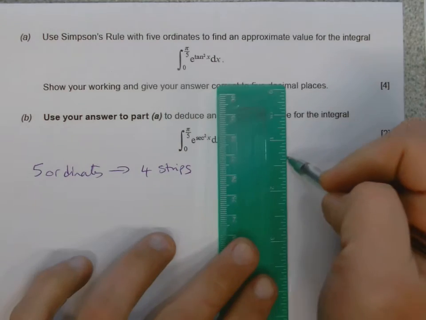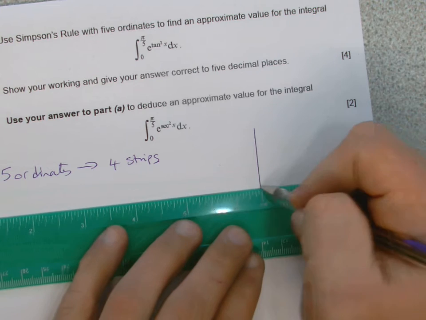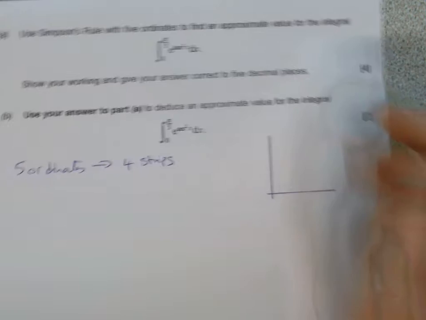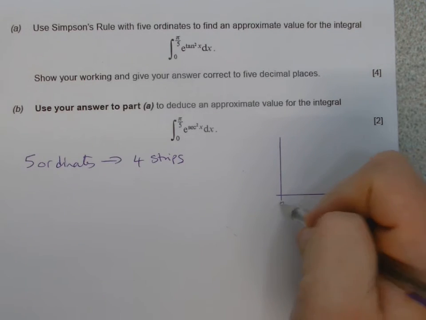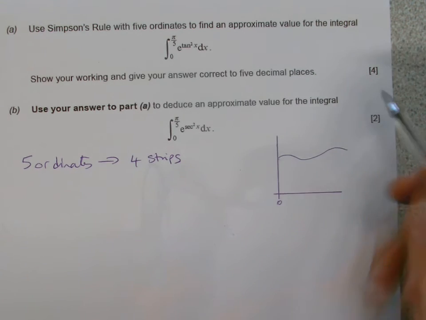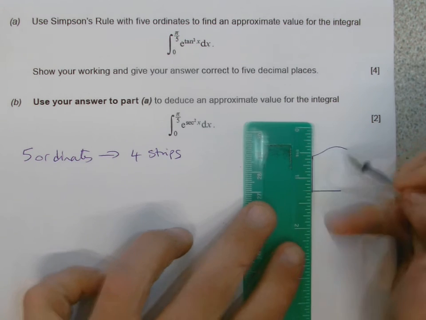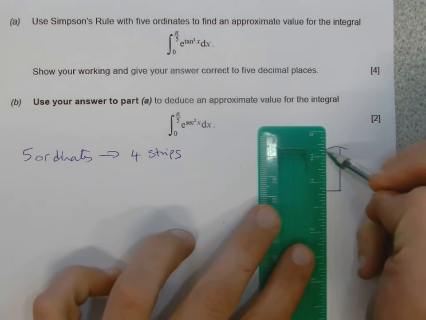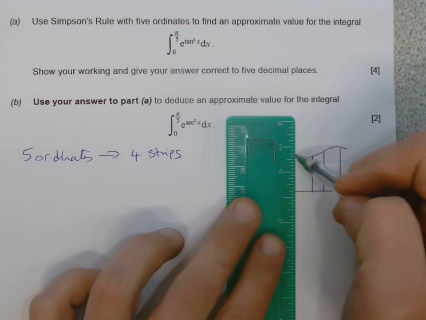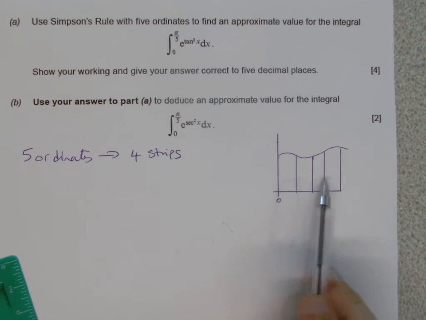In this case, because it's between 0 and pi over 5, we're interested in the area between 0 and pi over 5, okay? Now it's going to have 4 strips, okay? So what I mean by strips is as follows, okay? 4 strips where the gap between them is meant to be equal, right?